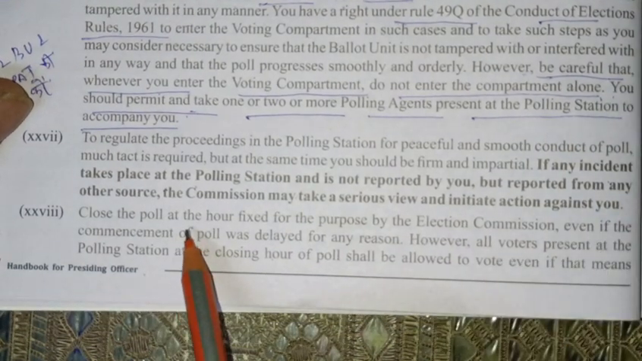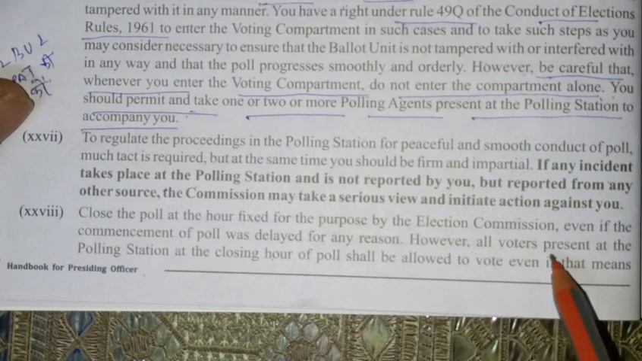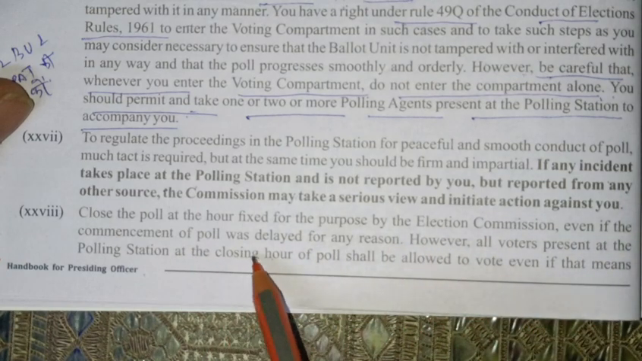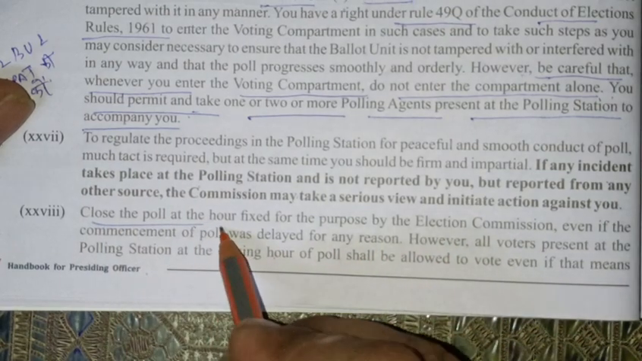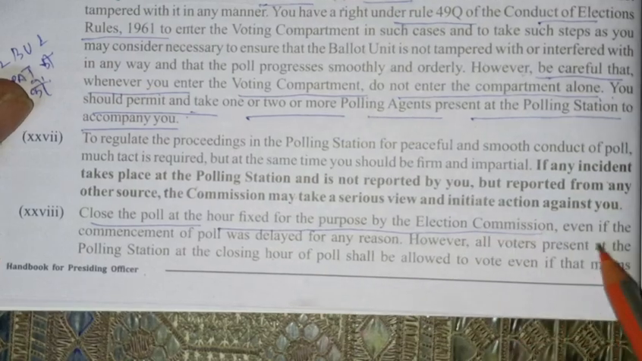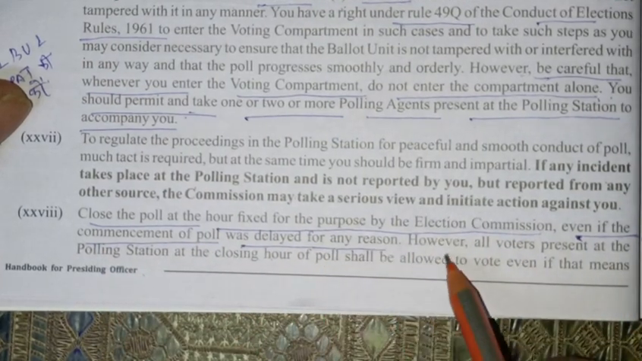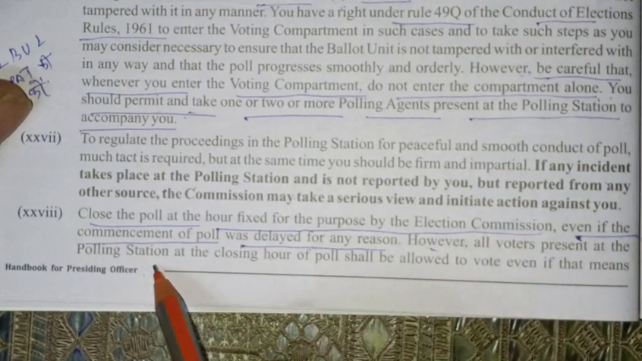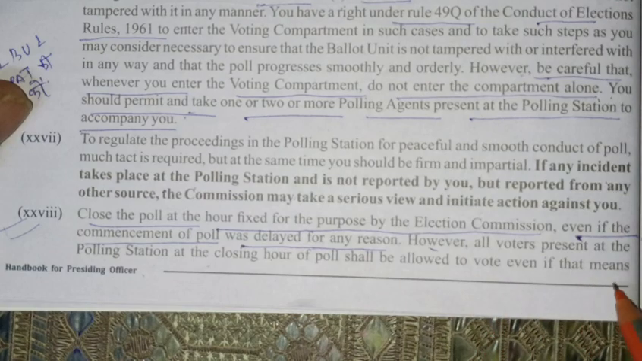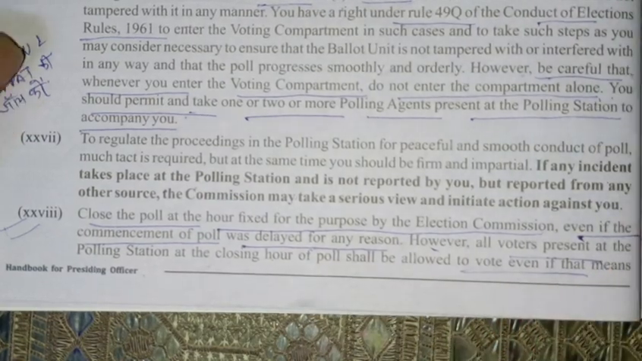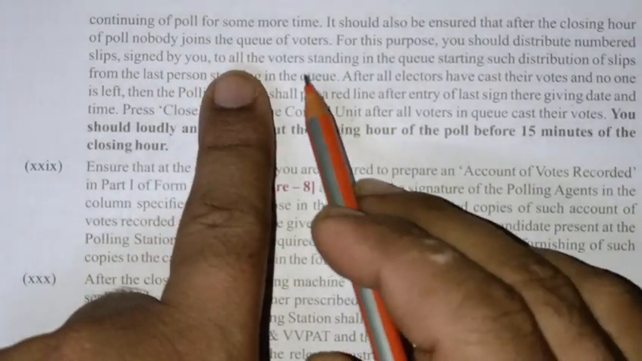Close the poll at the hour fixed for the purpose by the Election Commission, even if the commencement of poll was delayed for any reason. However, all voters present at the polling station at the closing hour of poll shall be allowed to vote, even if that means continuing of poll for some more time.